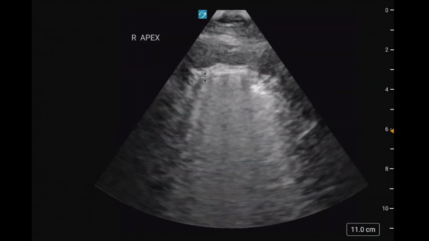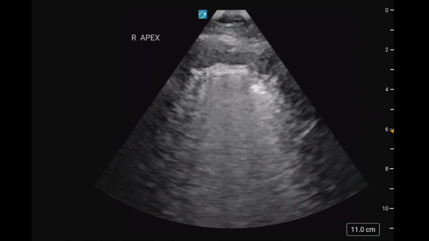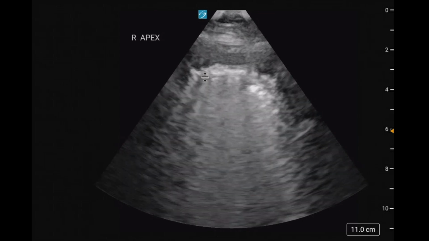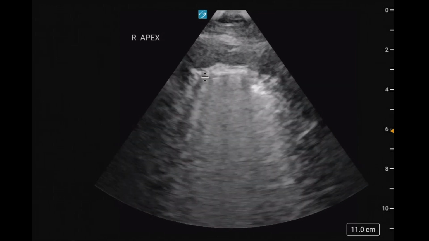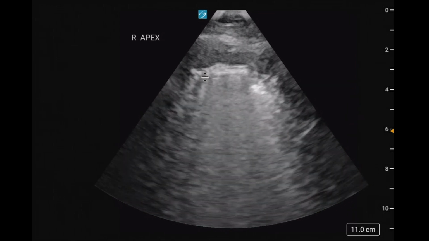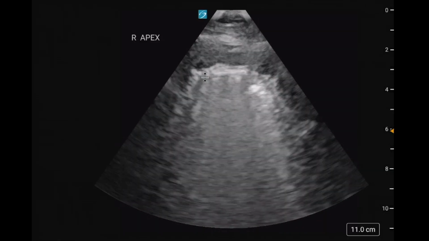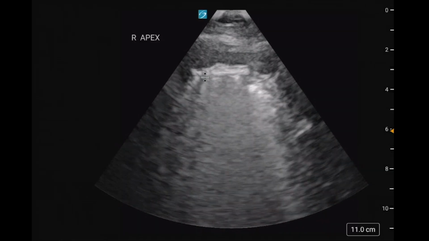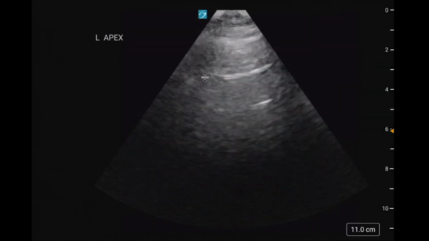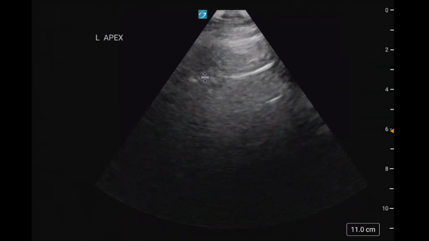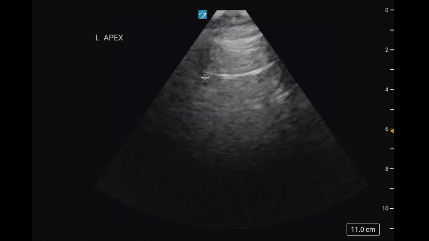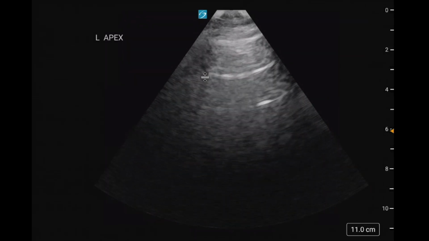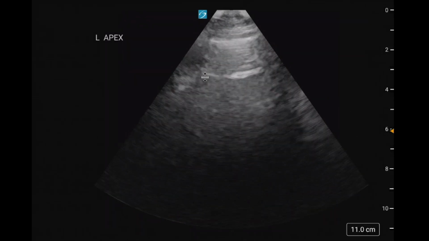visceral pleura, which is surrounding the lung, are in contact with each other, you get that normal lung sliding. But if those, for some reason, can't slide relative to each other because of things like a mass, or you've had a surgical pleurodesis or something like that, then you lose that normal lung sliding. So let's compare that to this left side here. How do you interpret this compared to the right side?